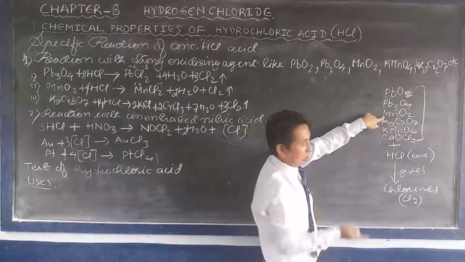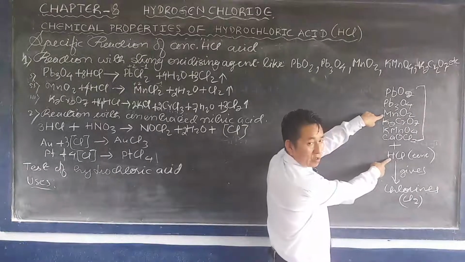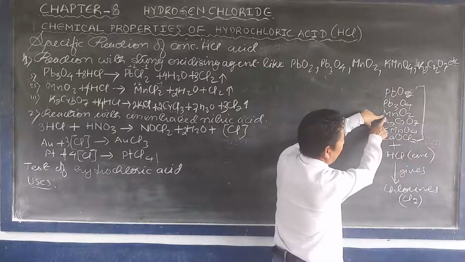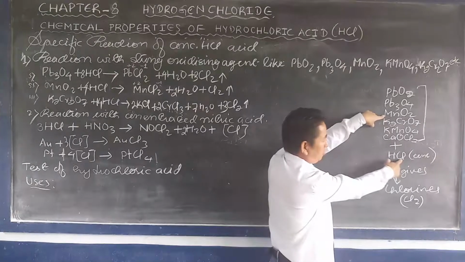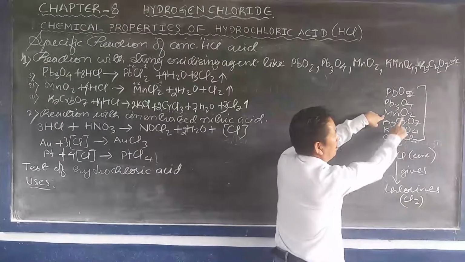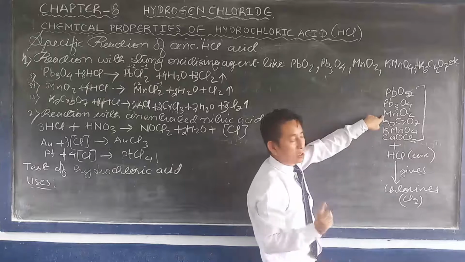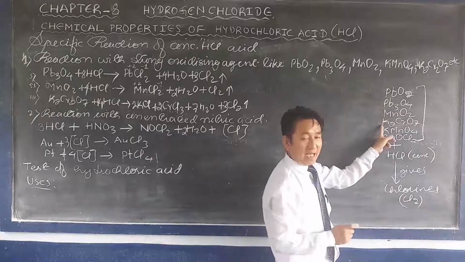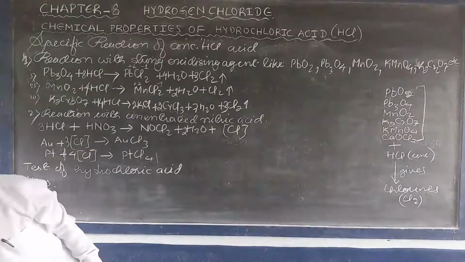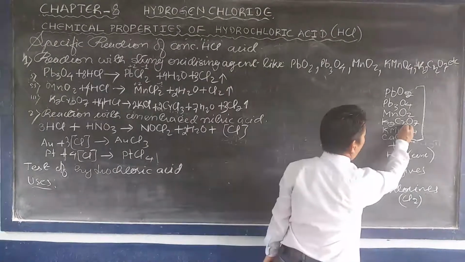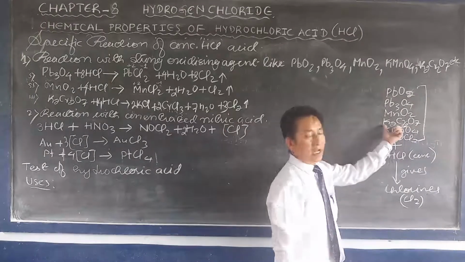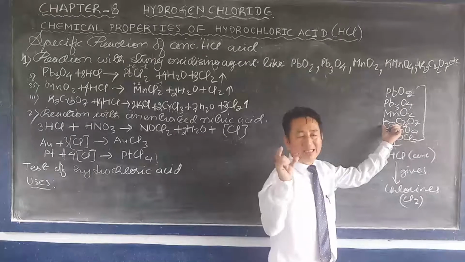And manganese dioxide, when it reacts with concentrated hydrochloric acid, greenish yellow chlorine gas is evolved. This manganese combines with the chloride of this hydrochloric acid, so we will get manganese chloride. Oxygen combines with hydrogen, water molecule. Here potassium dichromate, K2Cr2O7. Here potassium dichromate contains two basic radicals.